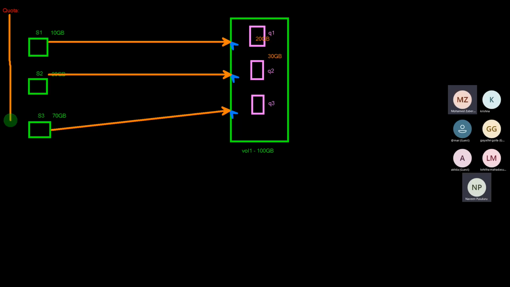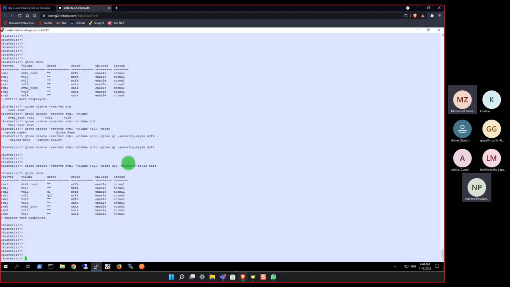We can restrict the Q tree. We can set a limitation on Q tree. So let's see how to do that, and let's see what the types of quotas actually are. Generally, there are three types of quotas.